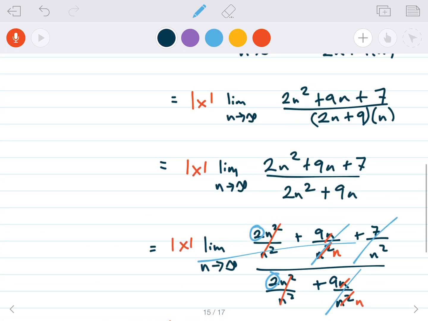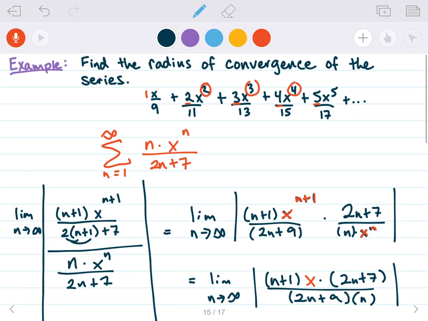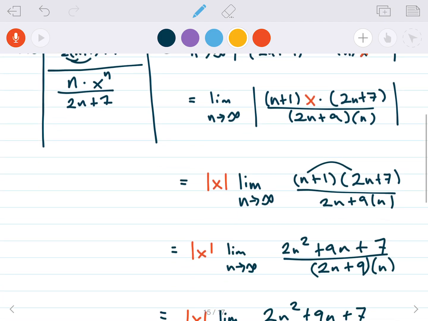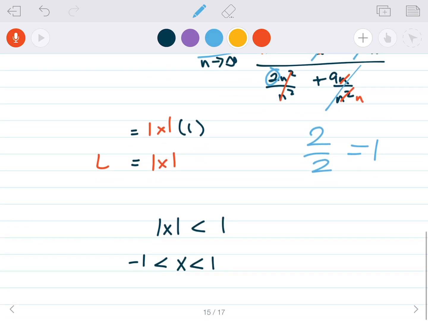And notice that in the very beginning of the problem, what is our center? We have to look at that. Well, our center is 0, right? Because we have x minus 0 to the n. So our center is 0. And if we go back down here and examine this, this is equal to 0. And the question is, how far is 0 from either of the endpoints? What's the distance? Well, the distance is 1, right? So our radius is going to be 1.